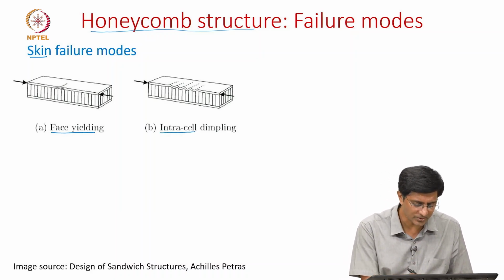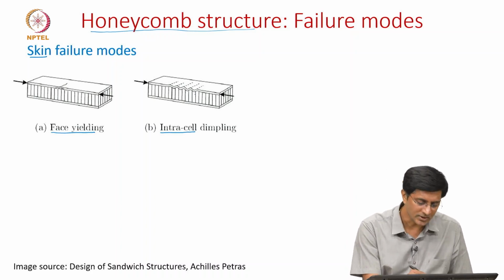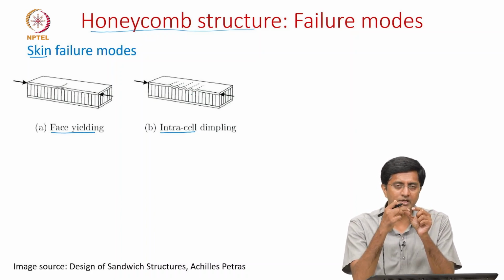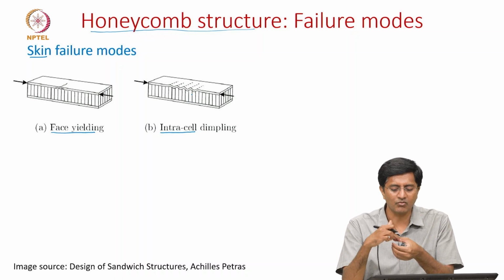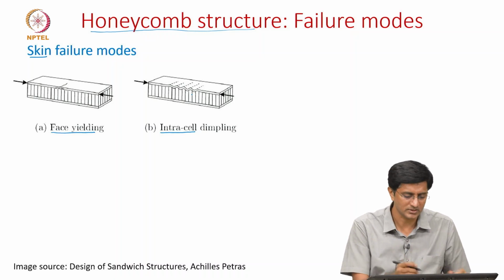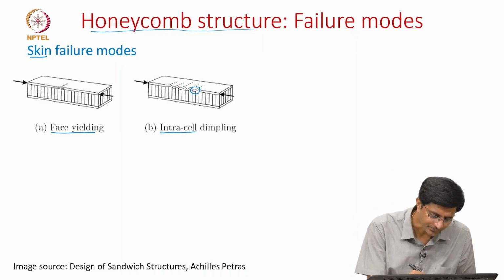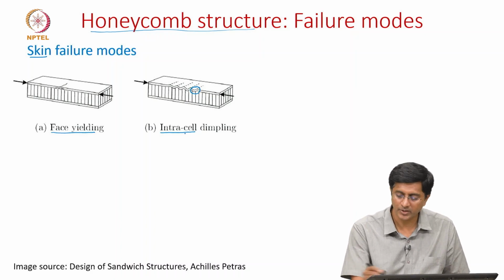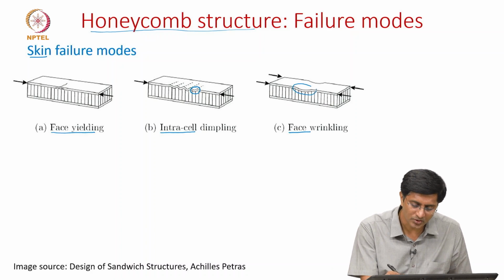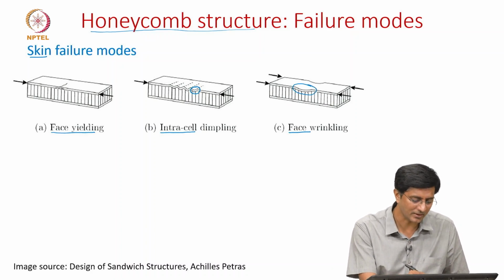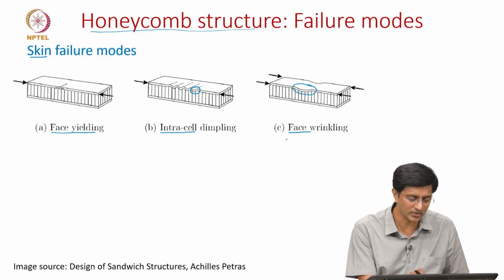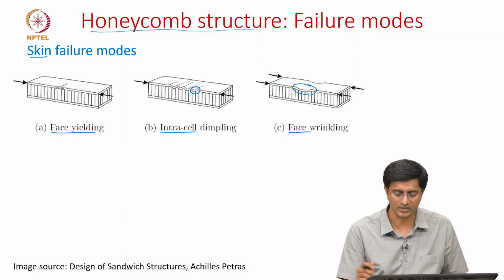Currently, what we are focusing on is intracell dimpling, meaning this buckling happens in each cell. In each cell, there is an unbonded area. So let's say this is one of the cells and here is the face sheet. This face sheet buckles in one of the cells like what is shown here. In contrast to intracell dimpling, we have face wrinkling. Here, the buckling is concentrated not just on a single cell like intracell dimpling, but it is focused on a group of cells. So that's the major difference between intracell dimpling and face wrinkling.